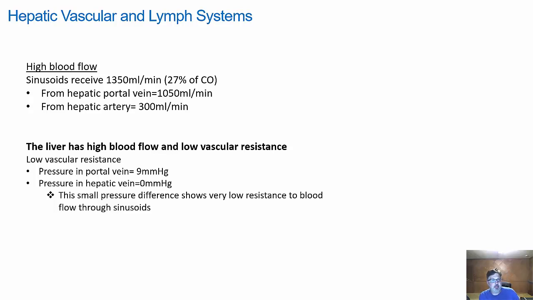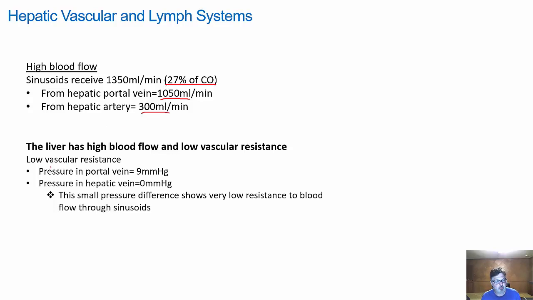A couple of things to note about the blood flow going through the liver. You'll notice that it has a high blood flow and it's under very low pressure. There's very low vascular resistance. So, for example, we can see that the sinusoids receive about 27% of your total cardiac output. That's quite a bit. Notice once again we have about that 75 to 25% split. About 1050 is coming from the hepatic portal vein, whereas only 300 is coming from the hepatic artery. So once again, the vast majority of blood is coming from that hepatic portal vein, but it is worth noting it is oxygen poor blood.